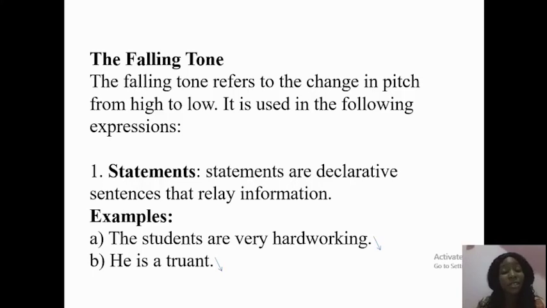Okay, we also have another example here. He is a truant. You're just telling us, you're informing us. He is a truant, not with a rise. No, he is a truant.